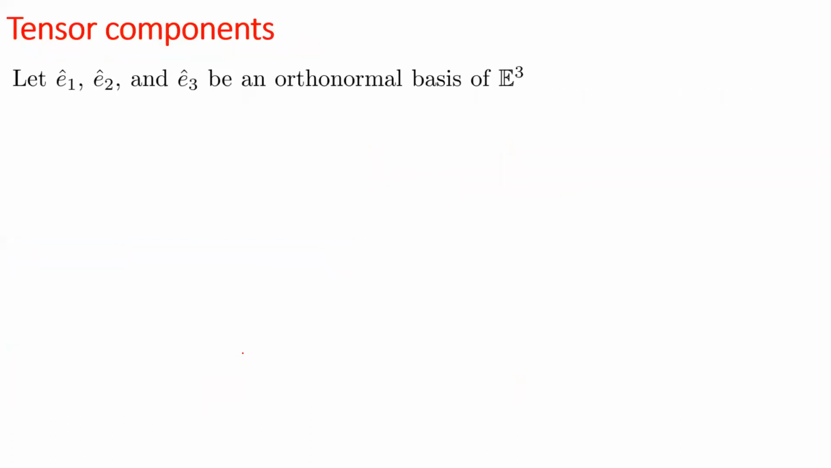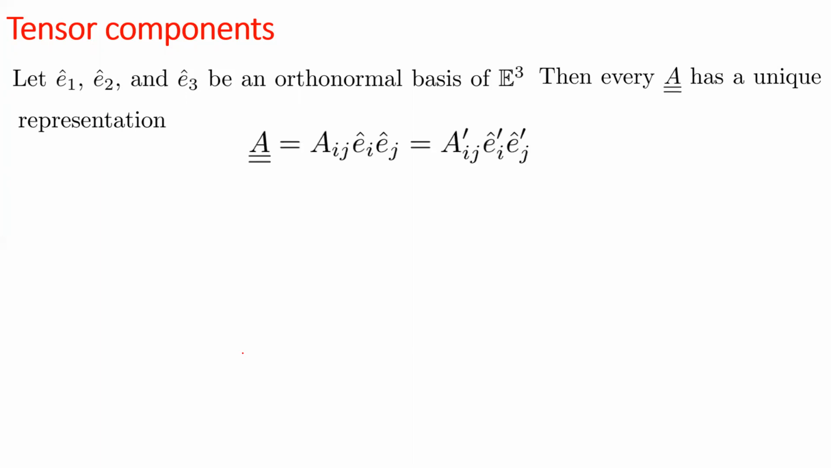Right? Now, if E1, E2, and E3 be an orthonormal basis of E3, which means the Euclidean space, here we are not specifically saying that E1 is the unit vector along i hat, j hat, or k hat. Need not be, because you can choose any three orthonormal independent vectors as the basis. Then every A has a unique representation. Every tensor has a unique representation, which is this Aij Ei Ej.